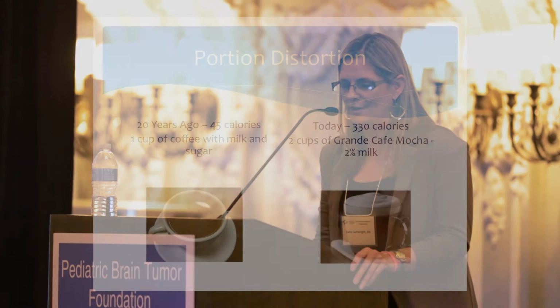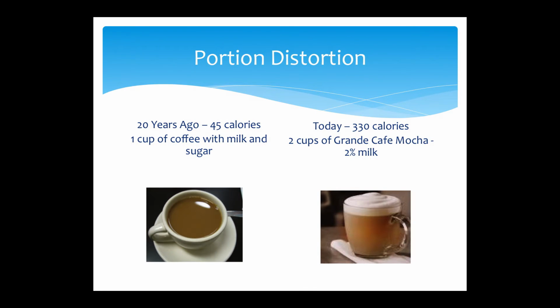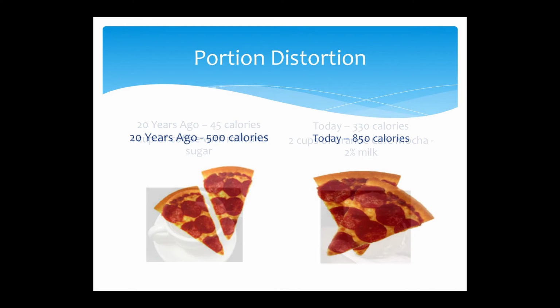So 20 years ago, on the left, a cup of coffee with sugar and milk was 45 calories. Today, 2 cups of the Grande Cafe Mocha with 2% milk is 330 calories. I mean, that's just so hard for me to believe, but we also wonder, why are we getting bigger and bigger as a society? 20 years ago, 2 slices of pizza was 500, now 850.